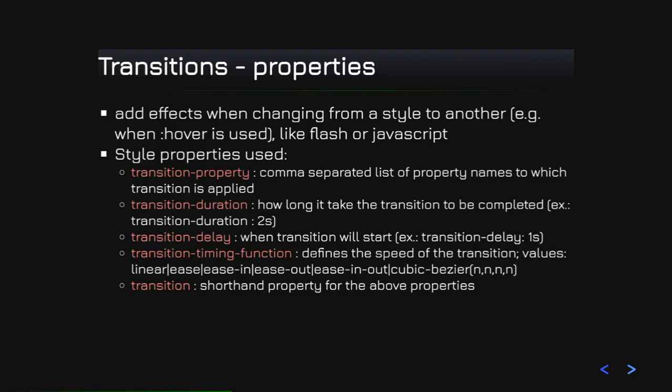And the transition-timing-function, which can define the speed of the transition. By default, it is linear, meaning as time goes by, the transition is applied evenly, but you can specify ease-in, ease-out. You can specify that the first part of the transition should be executed faster and the second one slower, or the inverse one, or you can have several time intervals applied to the transition. And transition is a shorthand property for the above properties.